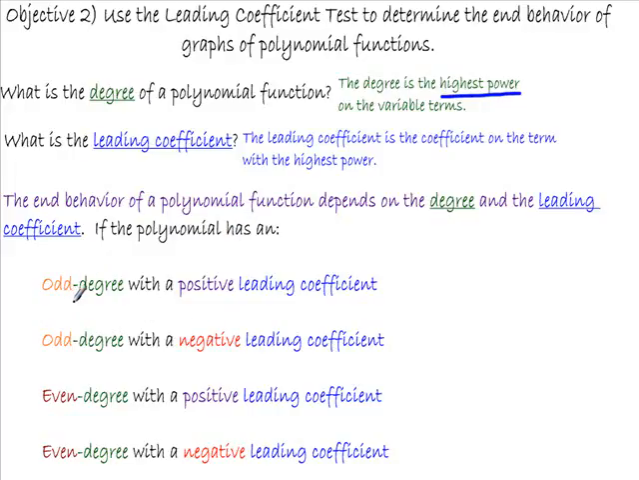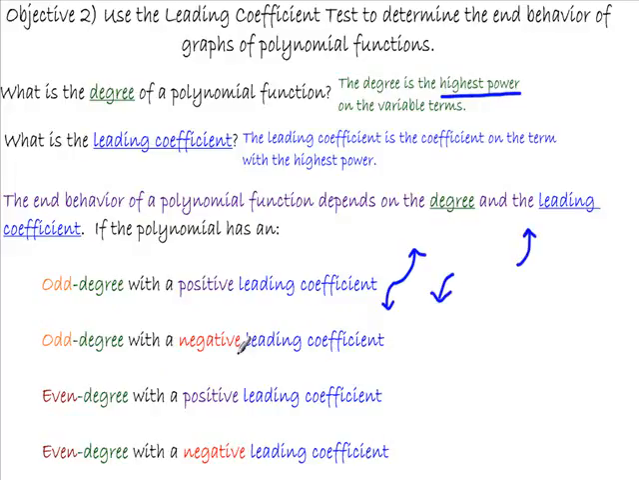If we have an odd degree with a positive leading coefficient, you need to think of x cubed, which looks something like this. So it turns out that a polynomial function that has an odd degree and a positive leading coefficient will always look like the graph of x cubed at the ends. So that means to the left it's going to be down, and then it's going to end going up to the right.